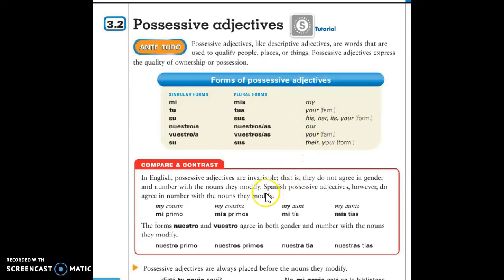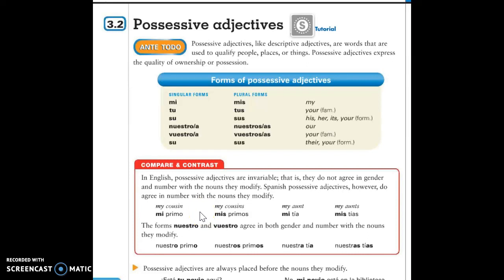In Spanish, just like most everything else in the grammar you've learned so far, they must agree in gender and number with the nouns they modify. So you're always going to look to that noun to decide whether you're going to use mi or mis, for instance. In this case, the example they give you is primo. So you know it is one cousin, so you're just going to say mi primo. If we were talking about more than one cousin, a plural cousin, it'd be mis primos. And then for tía, it is mi tía or mis tías.